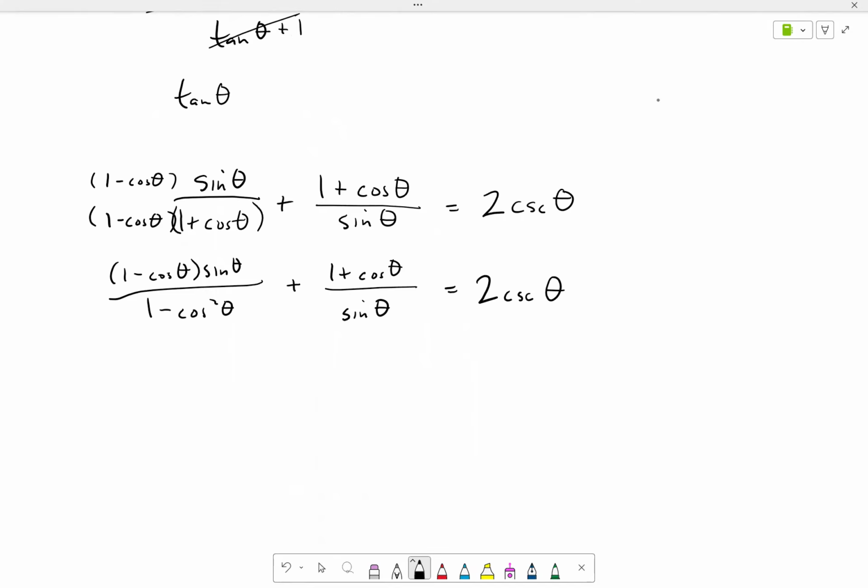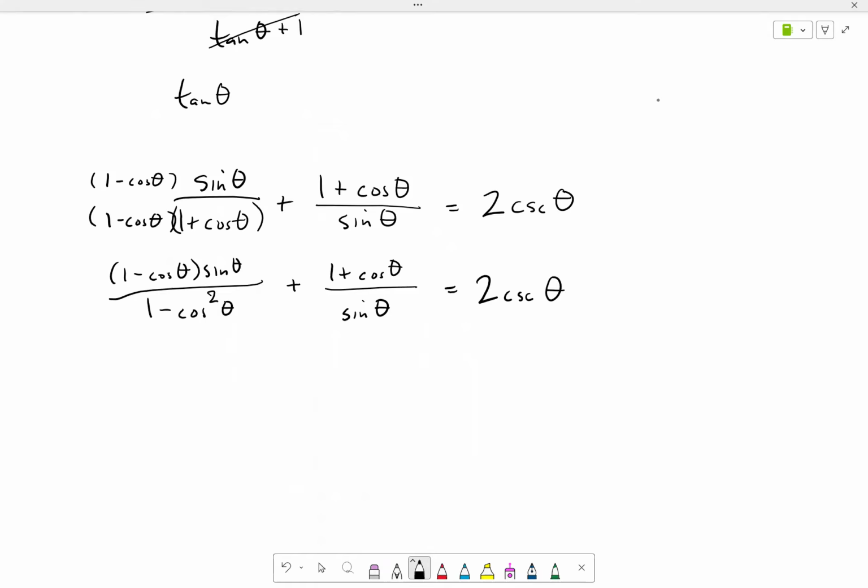I'll give you a moment to figure out what to do. Just whatever you do, don't distribute up there. At the top, don't distribute, please. What can we do here? Make the top back, please. Did you get it? You got it?